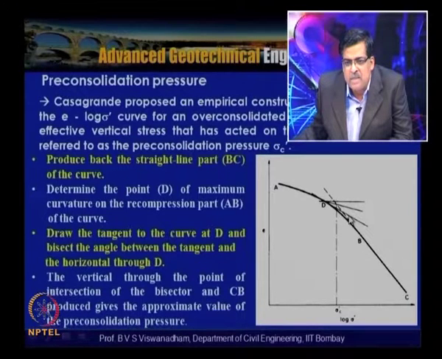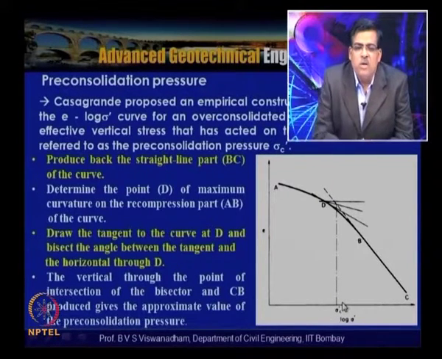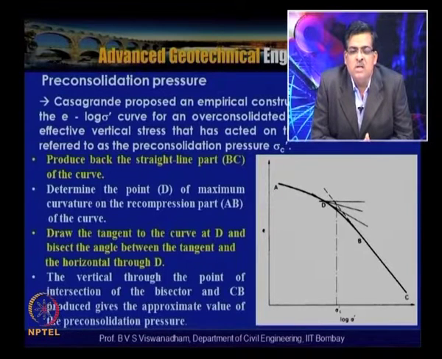Then bisect the angle between this tangent, which is drawn through point D located at the maximum curvature point of the e-log sigma dash curve, and this horizontal. The point where the extended back tangent of the linear portion of the compression curve meets this bisector passing through point D, when you drop the vertical line below, gives sigma c dash, or Pc, called the pre-consolidation pressure. So the vertical through the point of intersection of the bisector and the back-extended tangent produces the approximate value of the pre-consolidation pressure.